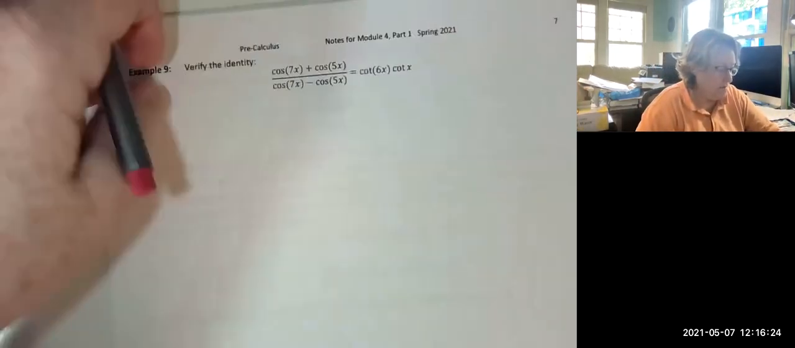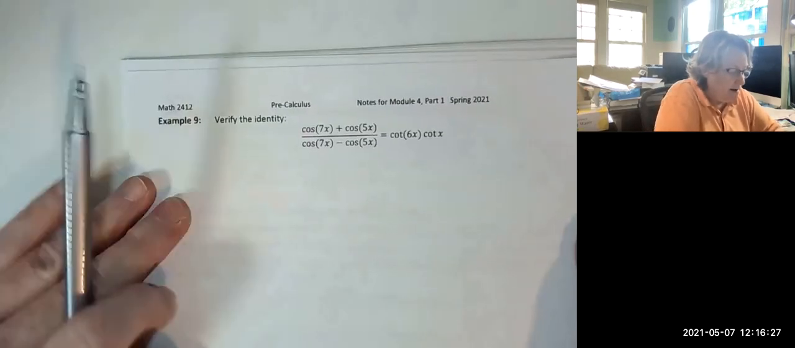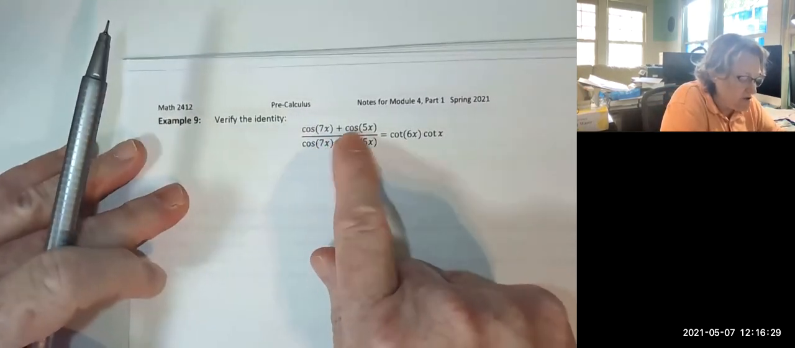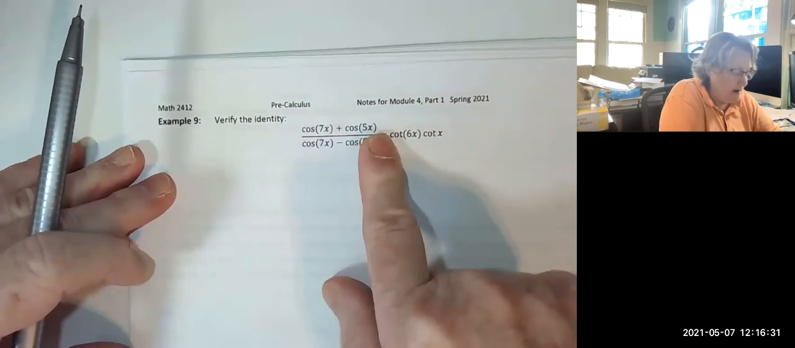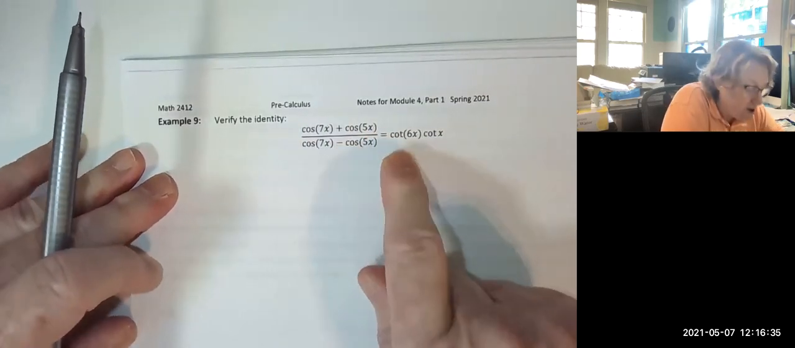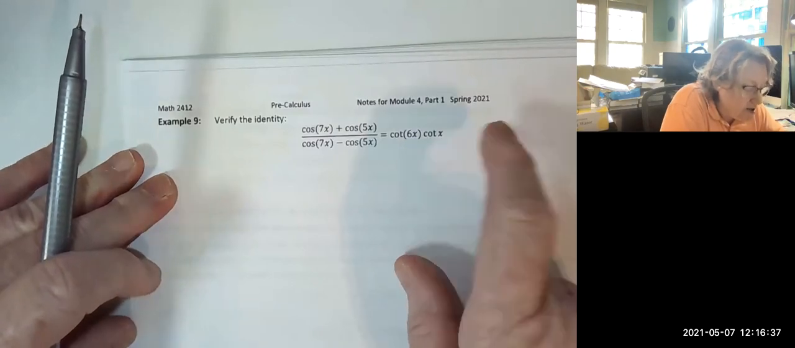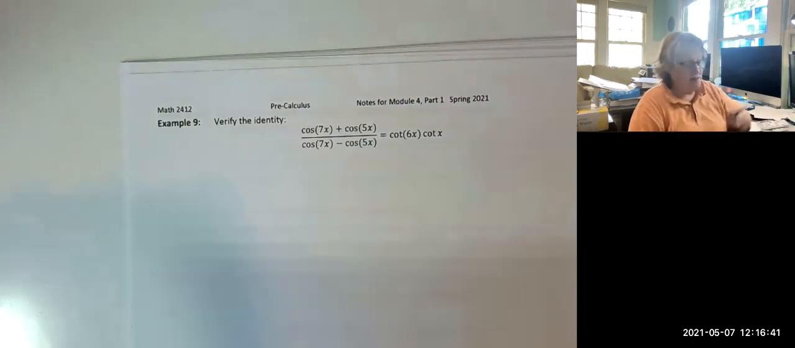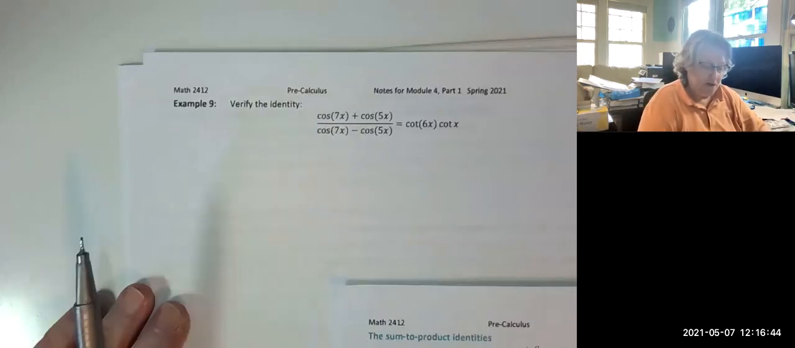Oh, here's another fun one. Let's verify the identity: cosine of 7x plus cosine of 5x divided by cosine of 7x minus cosine of 5x equals the cotangent of 6x times the cotangent of x. We're going to use the cosine of the sum and the cosine of the difference formulas.